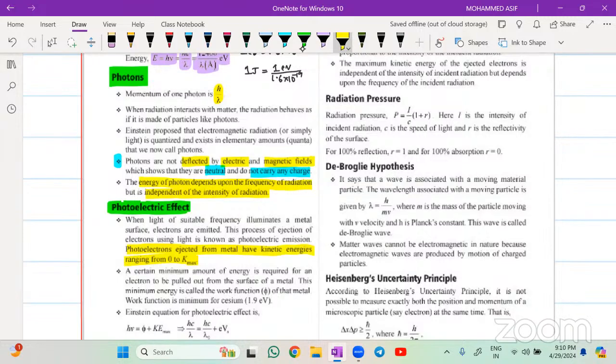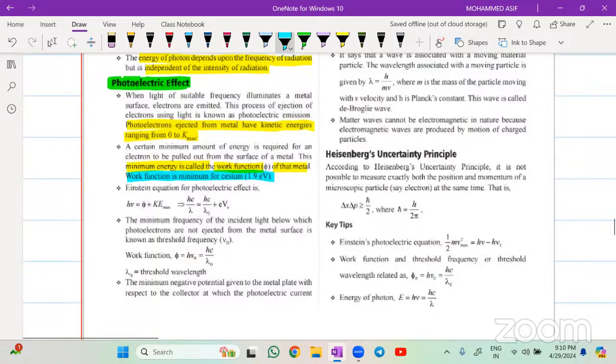A certain minimum amount of energy is required for the electrons to be pulled out of the surface of the metal. This minimum energy is called what? Work function. So what is the work function? The minimum energy required to pull out the electron from the metal surface is called the work function of the metal. And work function is minimum for which metal, beta? This is very important. Work function is minimum for cesium and it is 1.9 electron volt.